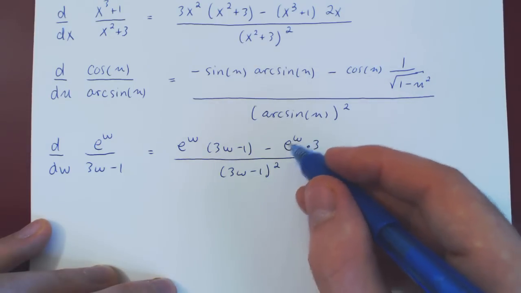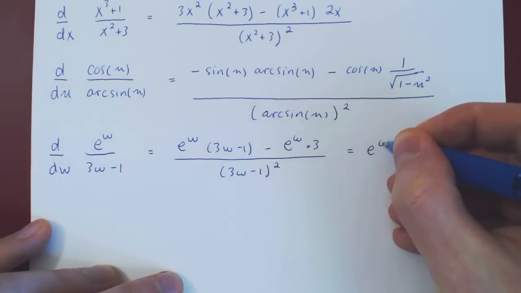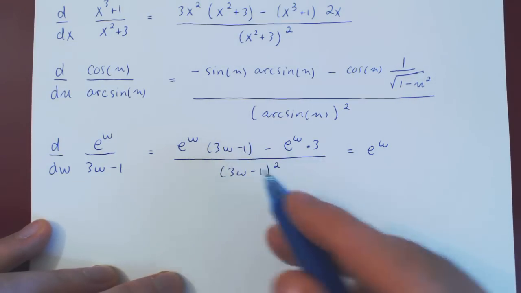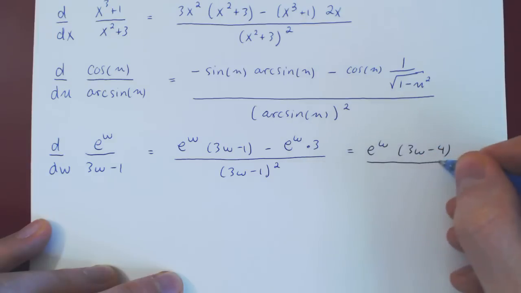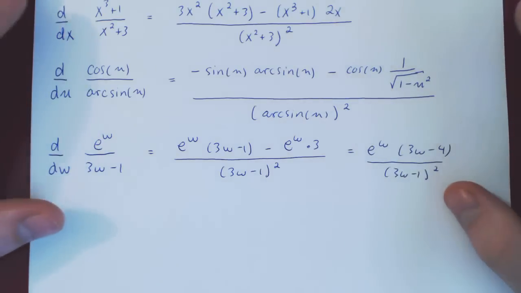And of course you could factor in e to the w from both terms. And if you do, you're left with 3w minus 1 minus 3, which is 3w minus 4. And that's it.